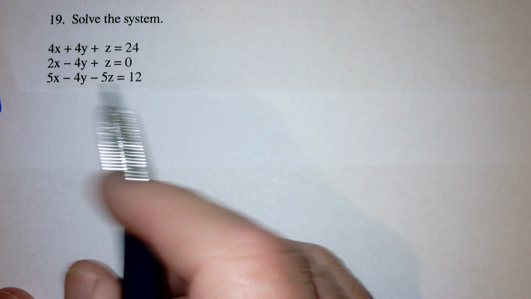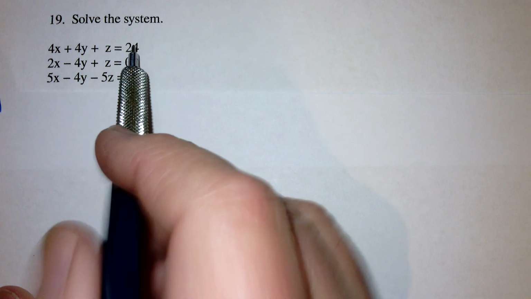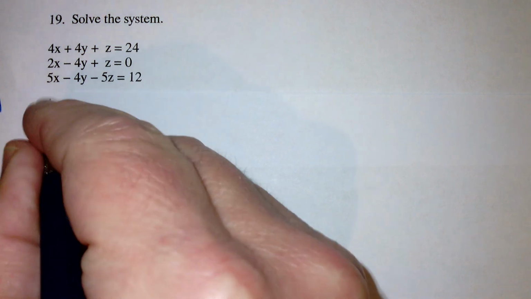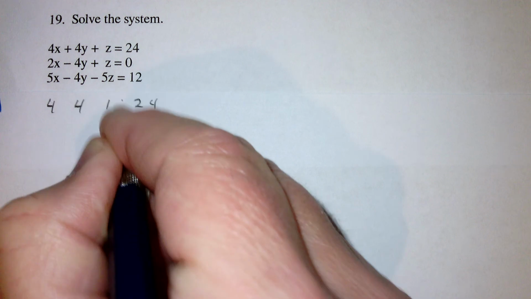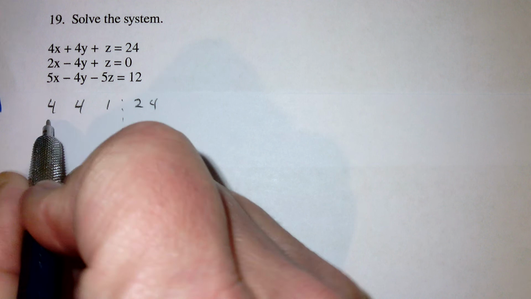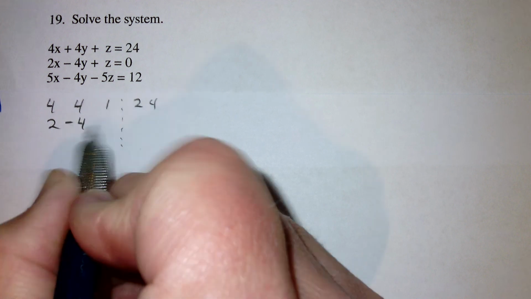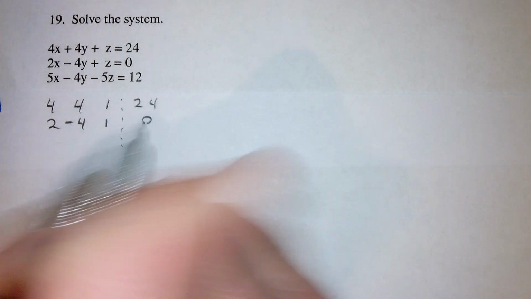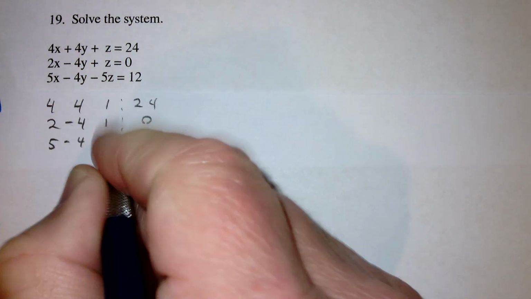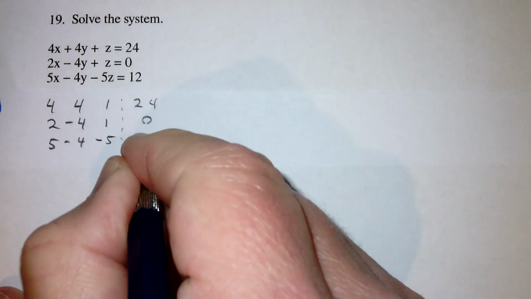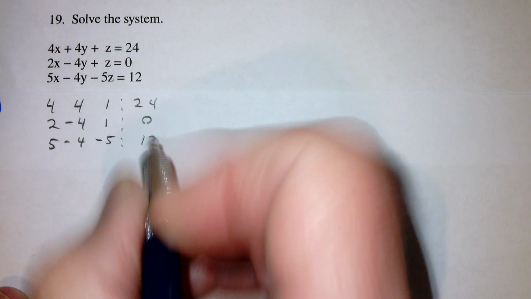Remember, we're going to take the coefficients. We're going to take the 4, 4, 1, 24. It's an augmented matrix. 2, negative 4, 1, 0. 5, negative 4, negative 5, 12. So those are all the coefficients and numbers.